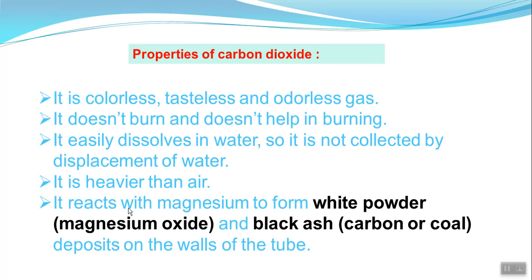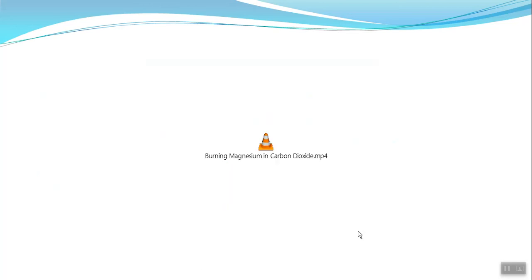The last property: it reacts with magnesium like oxygen. So I produce what? Magnesium oxide, which is a white matter. But the carbon element deposits or sticks to the wall of the tube, and its color is black. As you will see here in the video.